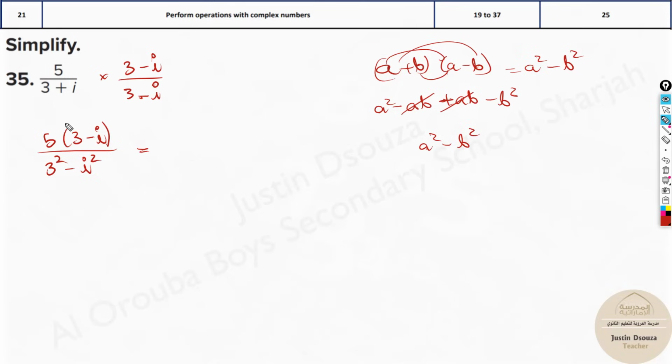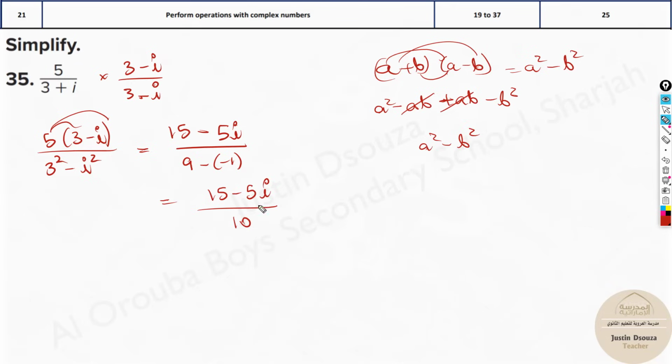See, it becomes 5 times 3 is 15, minus 5 times i is minus 5i, divided by 3 squared, which is 9 minus of minus 1. So we have 15 minus 5i, and 9 minus of minus is plus, so it will be 10.